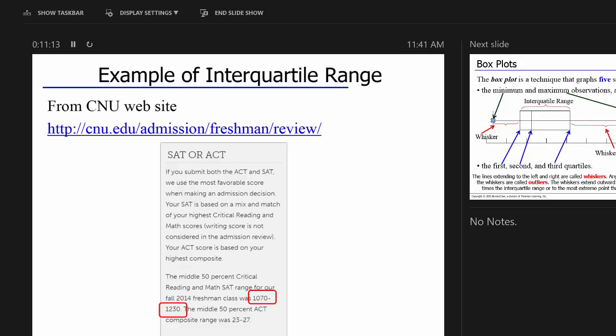So CNU, as you can see, what does that mean? The middle 50% of the scores are between 1070 and 1230. So what are these two numbers? That's your Q1 and Q3, right? That's what CNU reports, okay, on their admission page. Interquartile range, that's what it is, okay? So it is very practical. It's not just a bunch of statistician trickery.